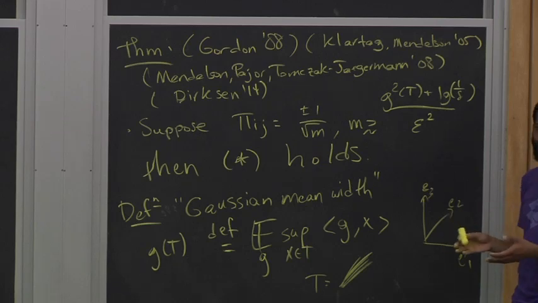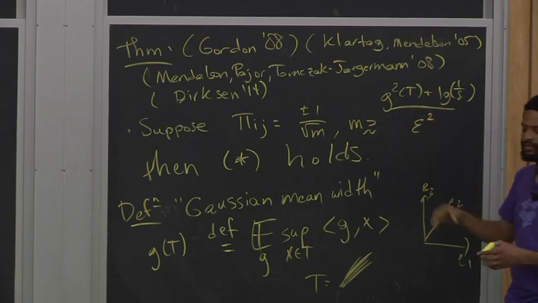So this is a beyond worst case kind of statement. The answer depends on T. If T is nice, you do better.